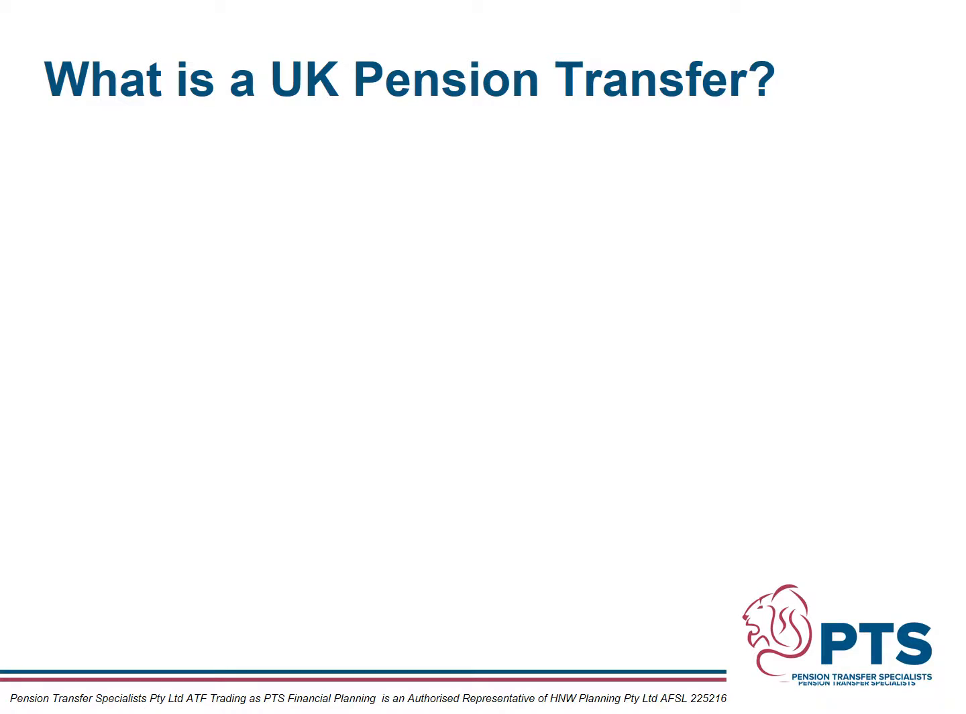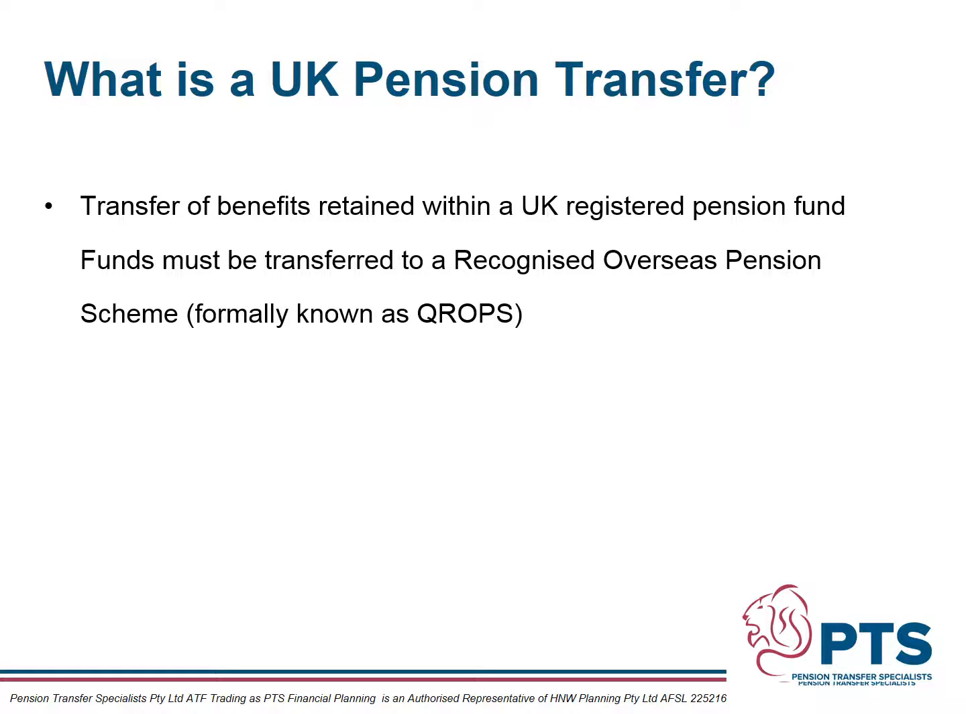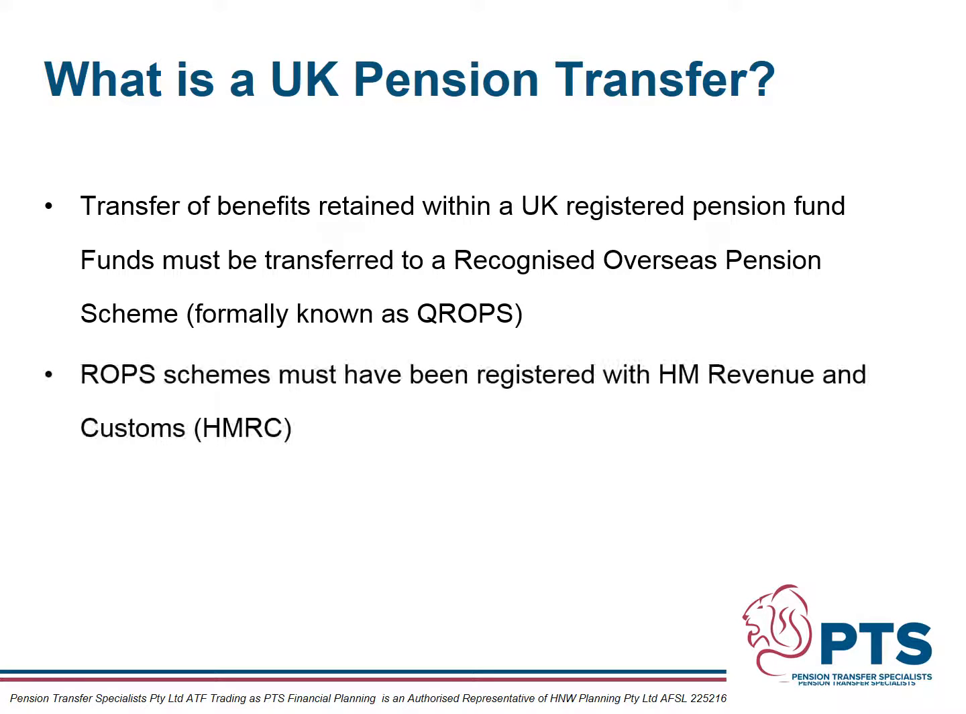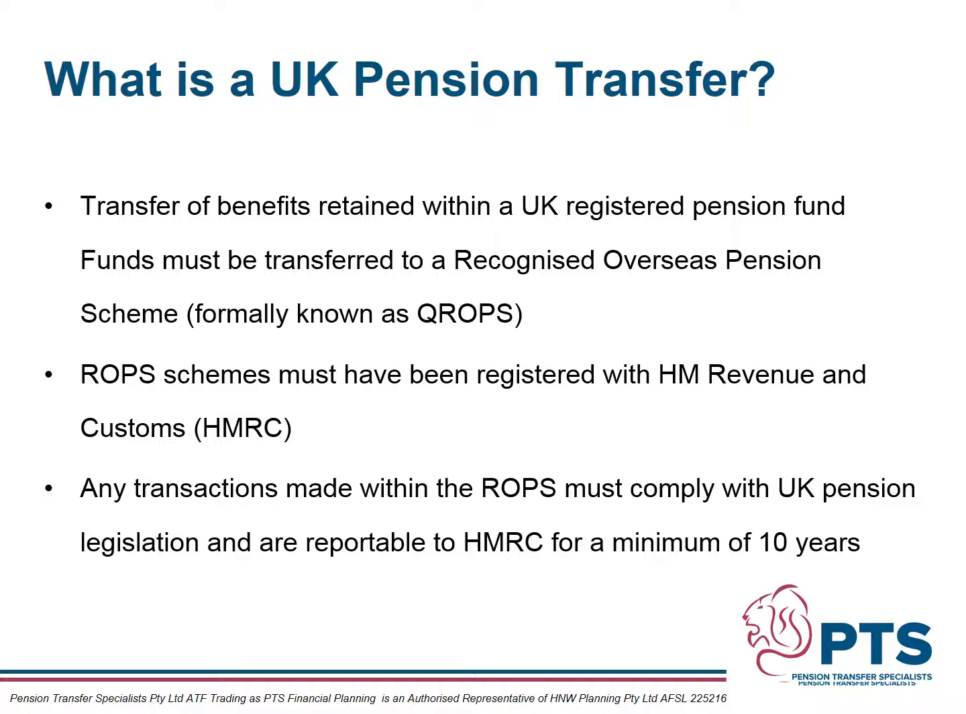What is a UK pension transfer? It's a transfer of benefits of a UK pension scheme fund to a recognised overseas pension scheme, formerly known as QROPS. ROPS schemes must have been registered with HM Revenue and Customs, and any transactions made within the ROPS must comply with the UK pension legislation and are reportable back to HMRC for a minimum of 10 years.